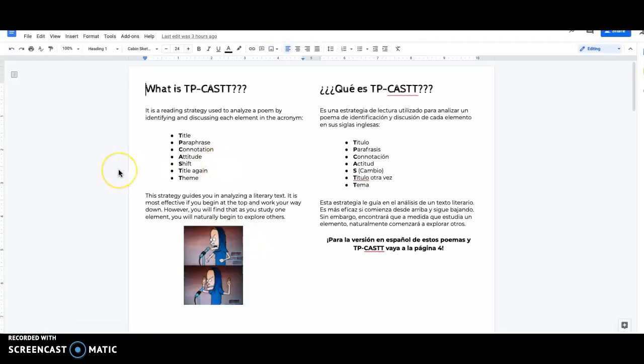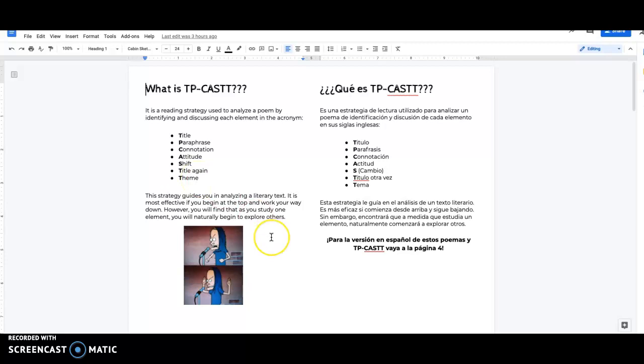When you open up that document, you will see at the top a definition of TP-Cast. It is a reading strategy used to analyze a poem by identifying and discussing each element in the acronym. So this is another one of our acronym strategies, which means that each letter stands for a different step. So first you are looking at title. Second, you are paraphrasing the poem. Then you are looking at connotation, the attitude of the speaker, the shift of the poem, taking a second look at the title, and finally looking at the theme.